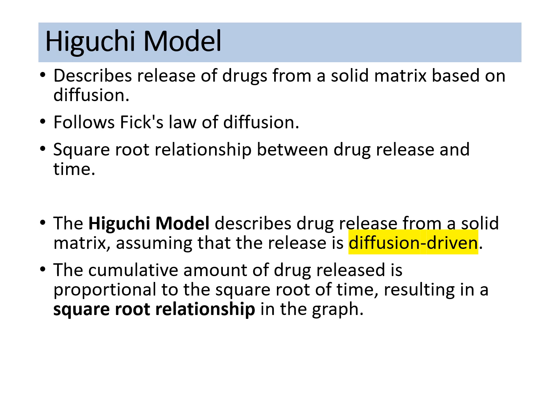The Higuchi model describes the drug release from the solid matrix, assuming that the release is diffusion driven. So mainly the Higuchi model is based on the diffusion mechanism. The cumulative amount of drug release is proportional to the square root of time, resulting in a square root relationship in the graph.